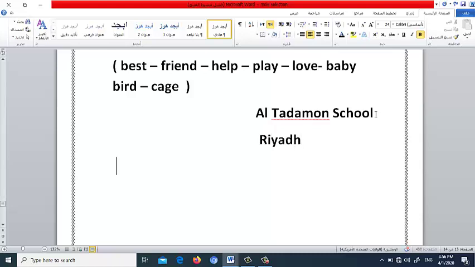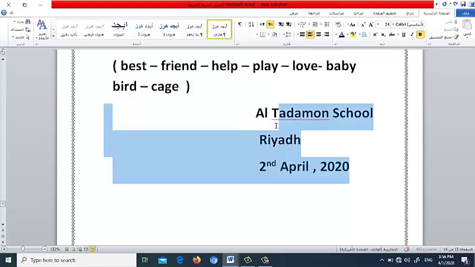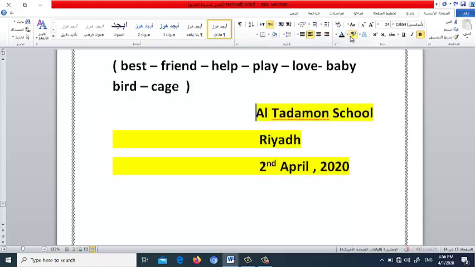After that, the next step, you should write the date of the day. Today is 2nd April 2020. So you should write this in your paper. Here, Al Tadamun School, Riyadh, 2nd of April 2020.